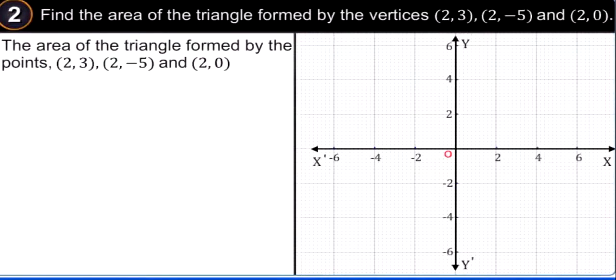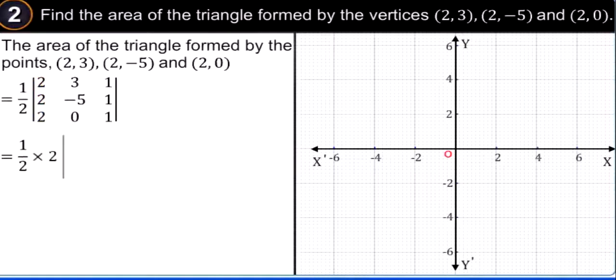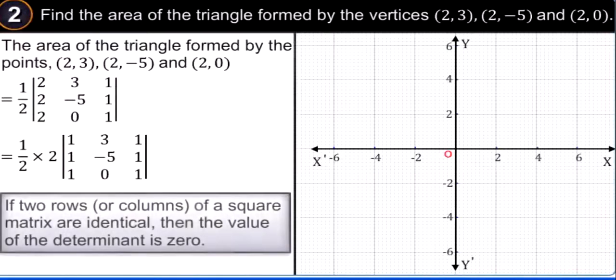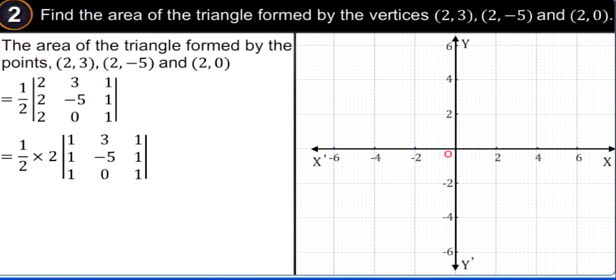Substituting the vertices in the formula, we get the determinant as shown. Now, taking 2 common from the first column, we get half into 2 times the determinant having the first and the third columns the same. Recall that if 2 rows or columns of a square matrix are identical, then the value of the determinant is 0. This implies the value of the determinant is 0, and hence the area of the triangle is 0.